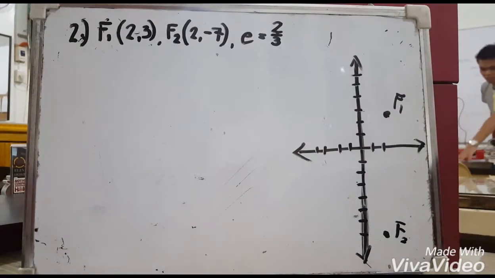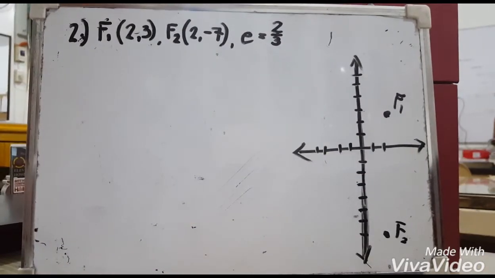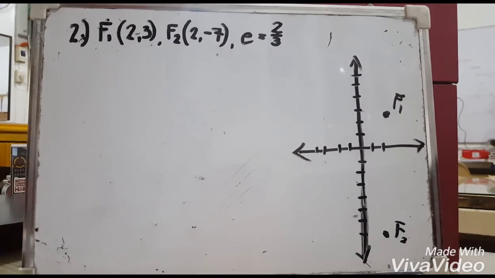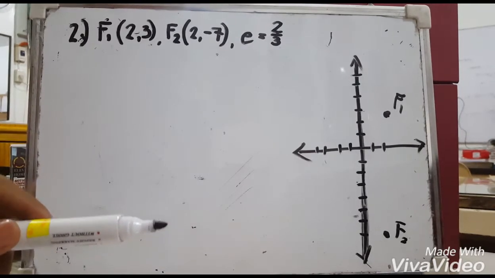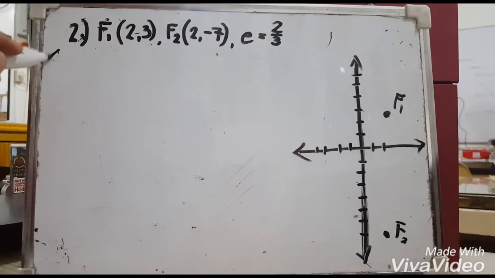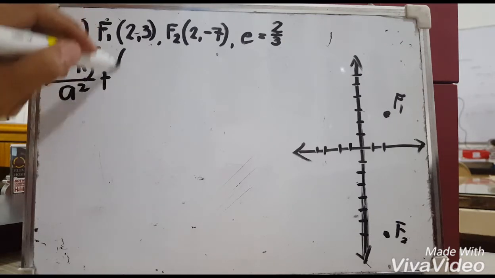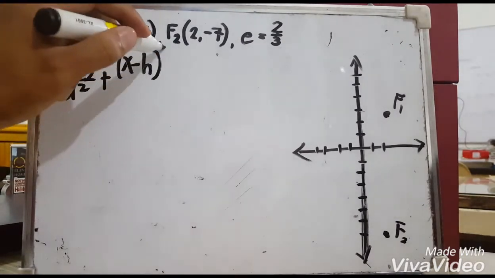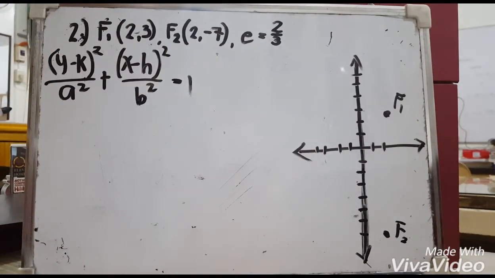Okay, so clearly, even if only the foci are given, we can identify if our graph is horizontal or vertical. Since the foci are at the top and bottom, our ellipse is vertical. Now take note, if the ellipse is vertical, the standard equation is given by (y minus k) squared over a squared plus (x minus h) squared over b squared is equal to 1.